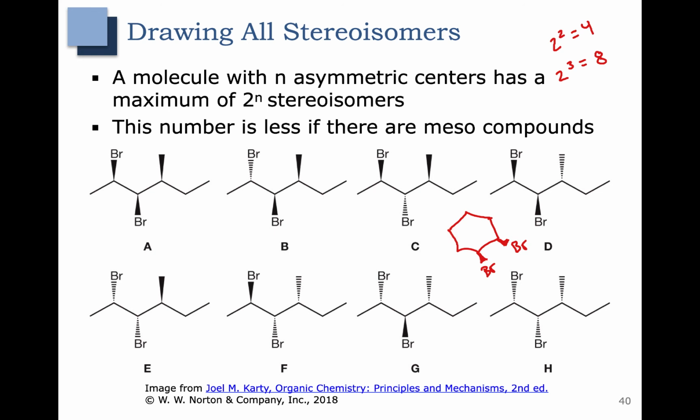On an exam, given a compound, you need to be able to draw its enantiomer and all of its diastereomers. When you're doing this, you need to make sure that you watch out for any meso compounds.